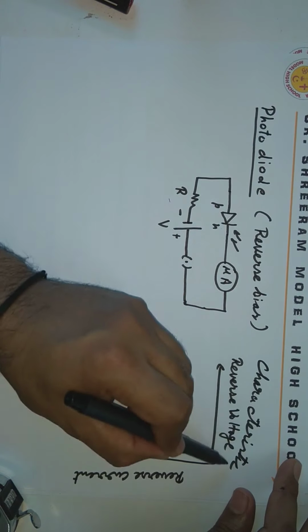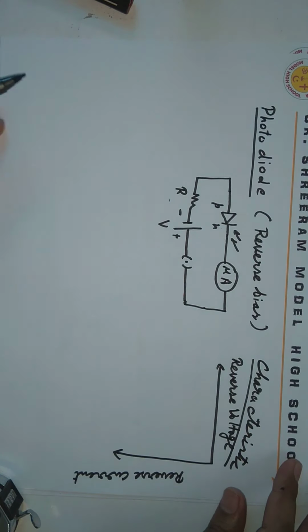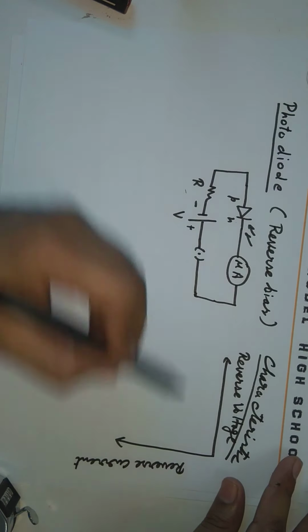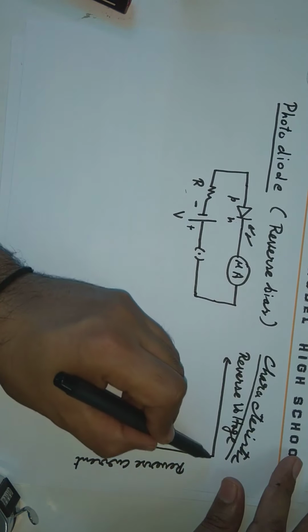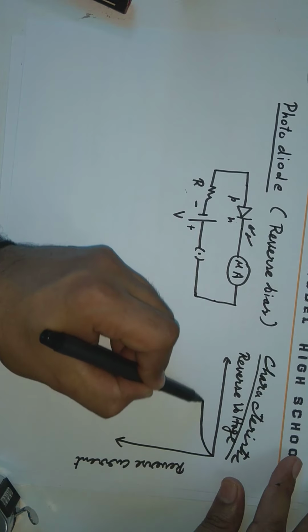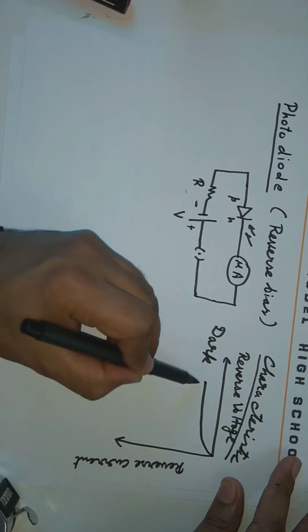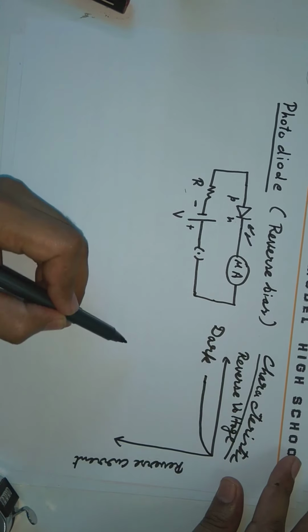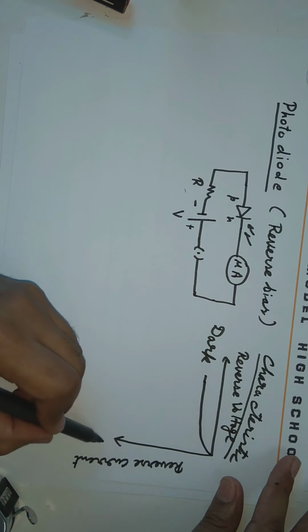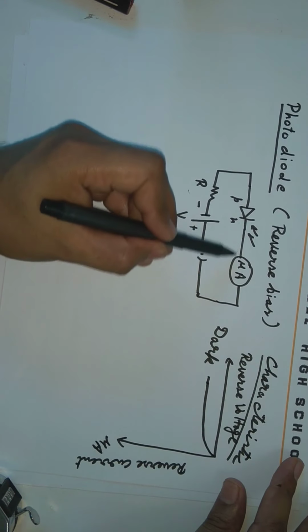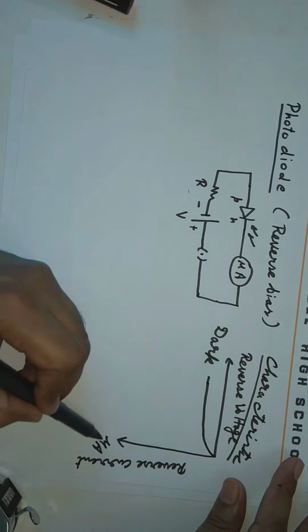Characteristics of a photodiode. If we put the photodiode in the dark and give it some voltage and check the reading of the microammeter, with no light present where the photodiode is placed, the current in microamperes that flows through the photodiode is very less.